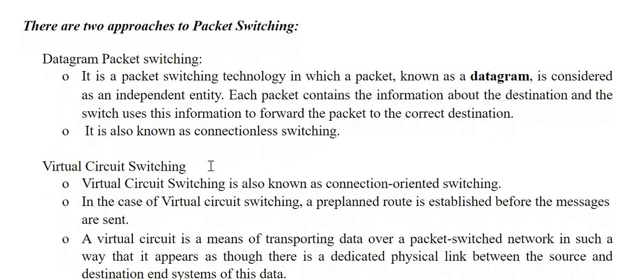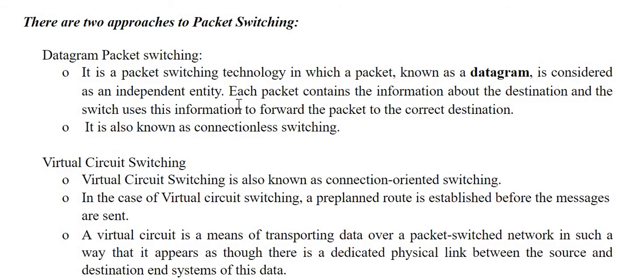So there are two approaches to packet switching. One is datagram switching and one is virtual circuit switching. In datagram switching, which is very similar to packet switching, the packet is called a datagram instead of a packet, and is considered an independent entity. What does independent entity mean? It can travel through any path.